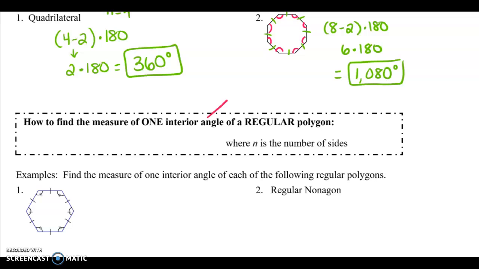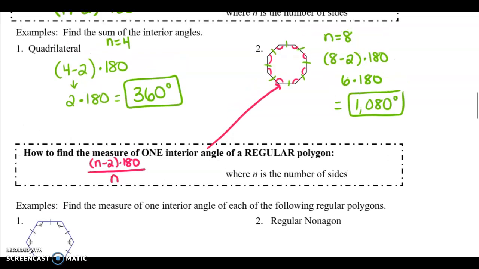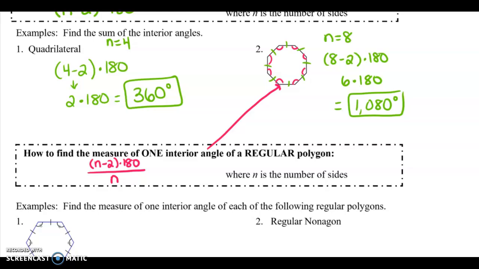Now, if I just want to find one angle, instead of the sum, what you would do is use your (n minus 2) times 180, whatever the sum is, but then do the last step and divide by the number of sides. So up here, if this was regular, to find what one angle measurement is, I would divide this by 8. If I divide it by 8, it tells me 135 degrees is the measure of every single angle. But it only works for regular polygons.